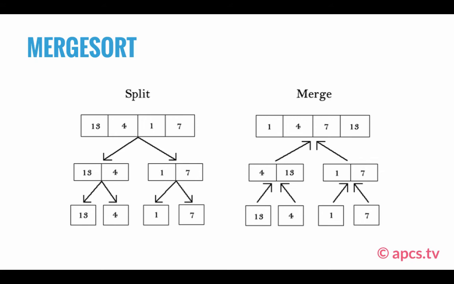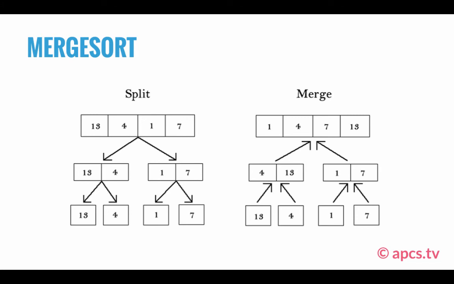So as we know, merge sort starts off by splitting the array in half. When it splits the array in half, 13 and 4 form one half, and 1 and 7 form the other half. And then it keeps doing this until we have individual elements left, individual elements as arrays. It keeps splitting these half arrays until all elements have basically been separated.